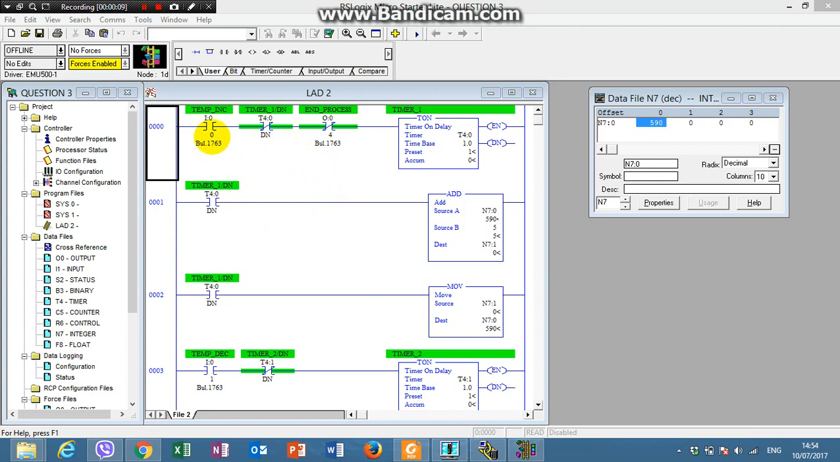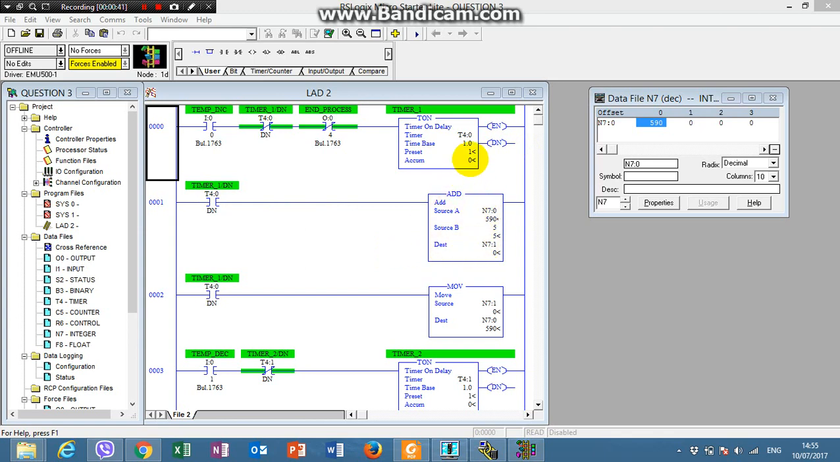Here I have put a push button to increase the temperature by 5 degrees at every 1 second. For that I have a timer with preset value 1. So when the accumulator value reaches 1, this DN gets energized. That means this input gets energized, and then comes the add function.